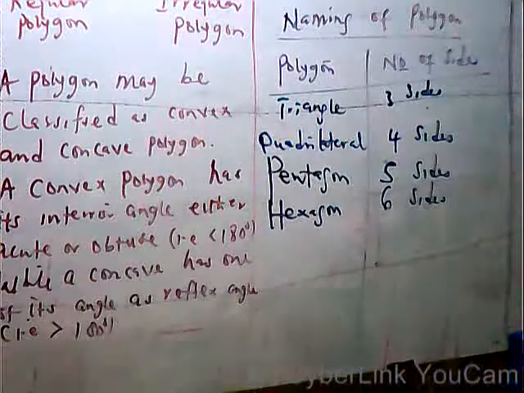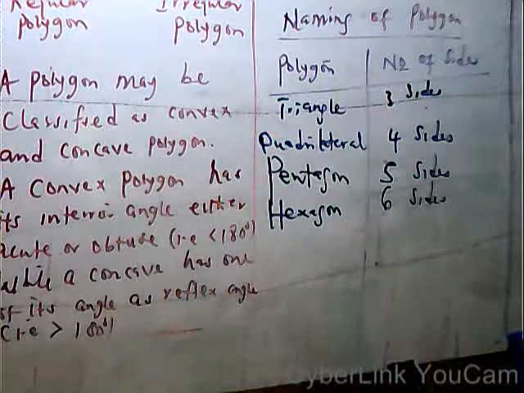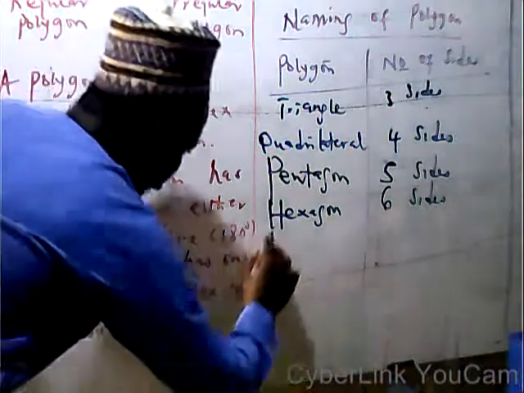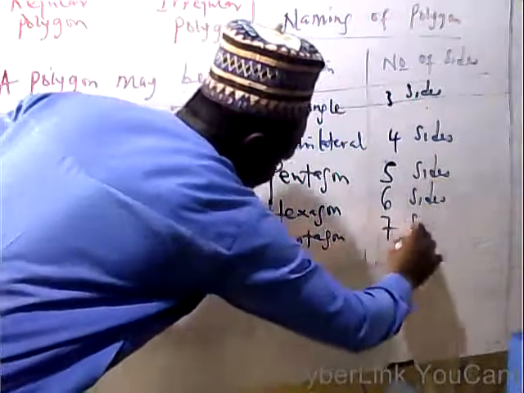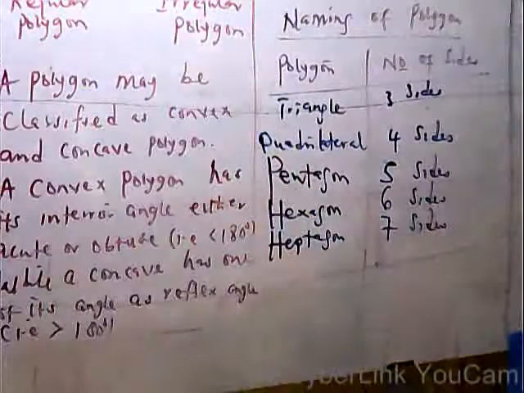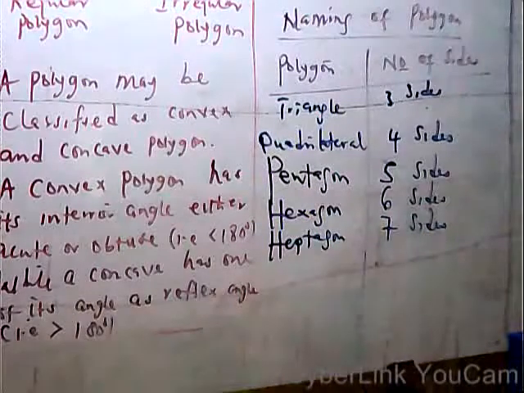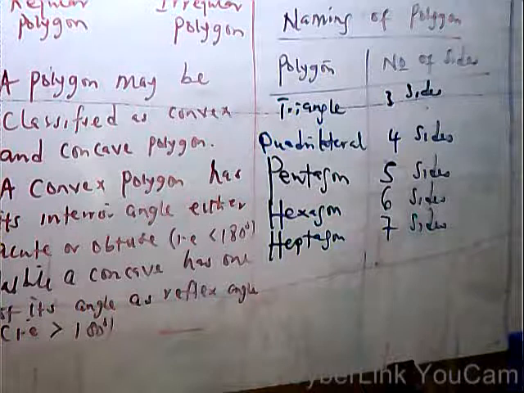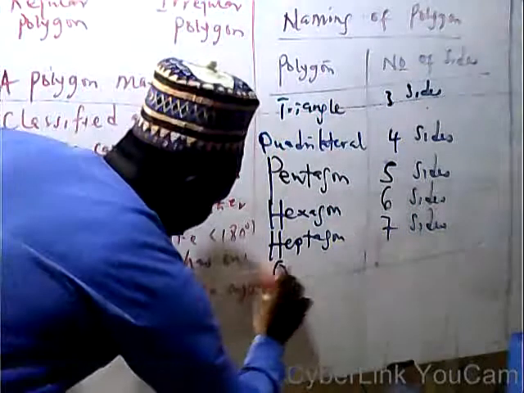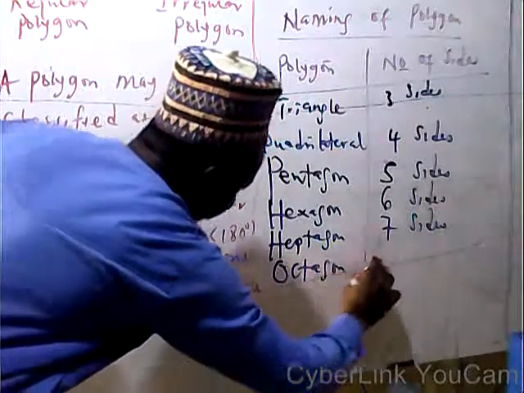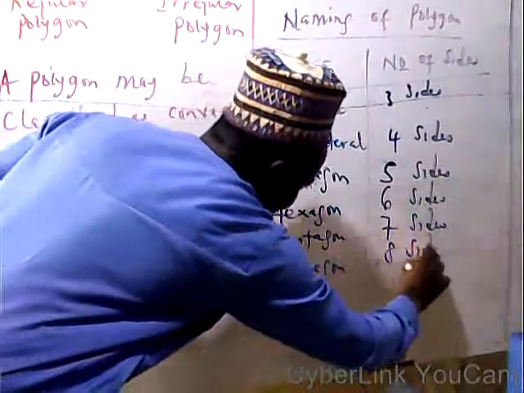You have a polygon with 7 sides. That one is called a heptagon. A polygon with 7 sides is called a heptagon. And you have a polygon with 8 sides. That one is called an octagon, a polygon with 8 sides.